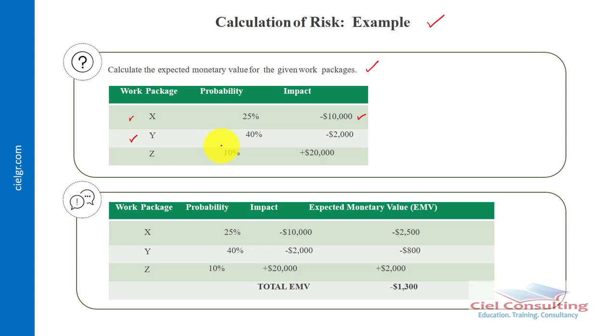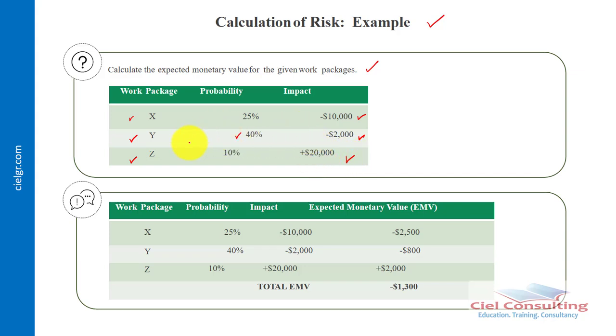Then we have work package Y, probability that a particular risk event can actually affect it. Let's say weather, for example, is about 40%, and if it happens, then the impact would be a loss of $2,000. Then for work package Z, this is a positive risk, so you can see that the impact here is positive. The probability that we're going to get this positive risk, say for example a favorable government policy, is about 10%. So if it happens, then we're going to be $20,000 in the positive.